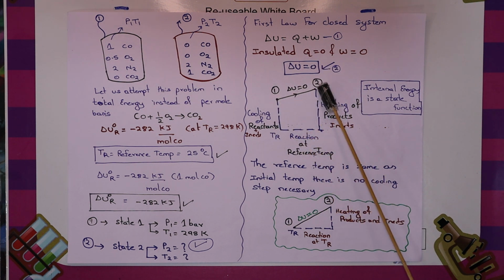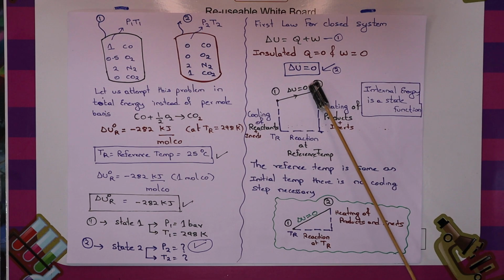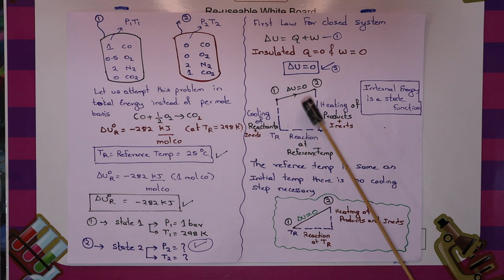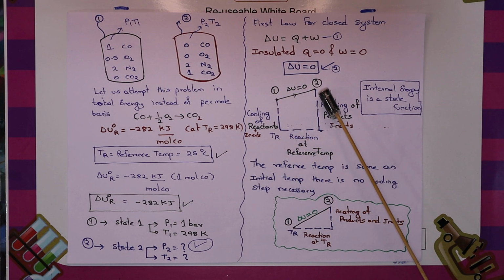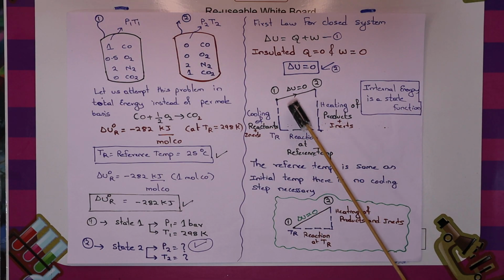Instead of going through this path, which is an unknown path, we have followed the path which is known: cooling, reaction, and heating. There are 3 different steps. In both the routes, blue as well as black, the change in internal energy is equal to 0, because it doesn't depend on the path you follow. The change in internal energy depends on the initial state and final state. And there is one simplification, because the initial temperature and reference temperature are the same.